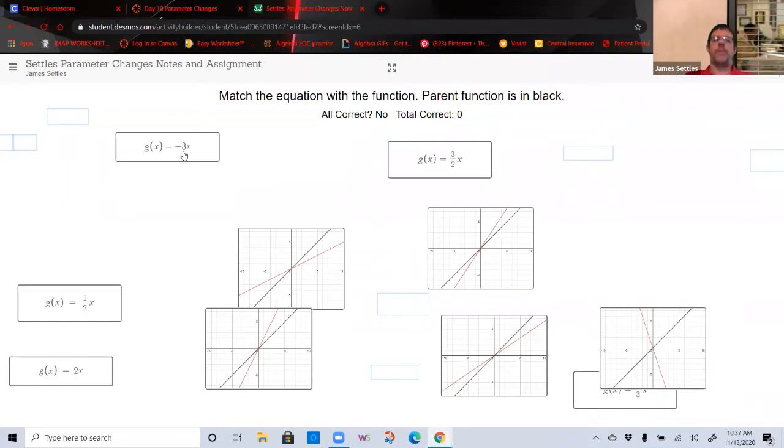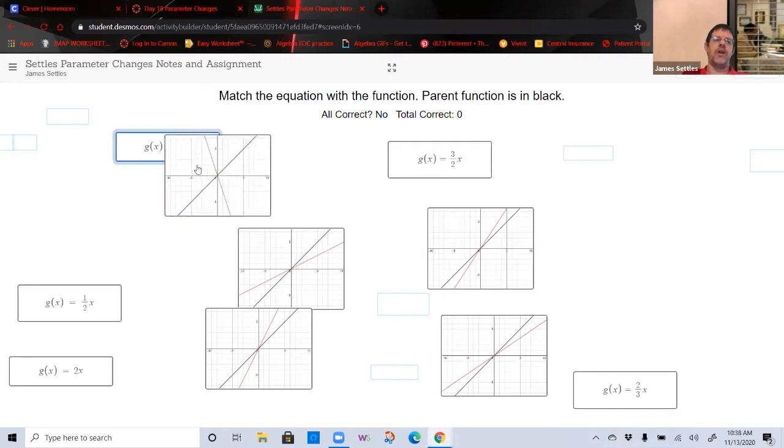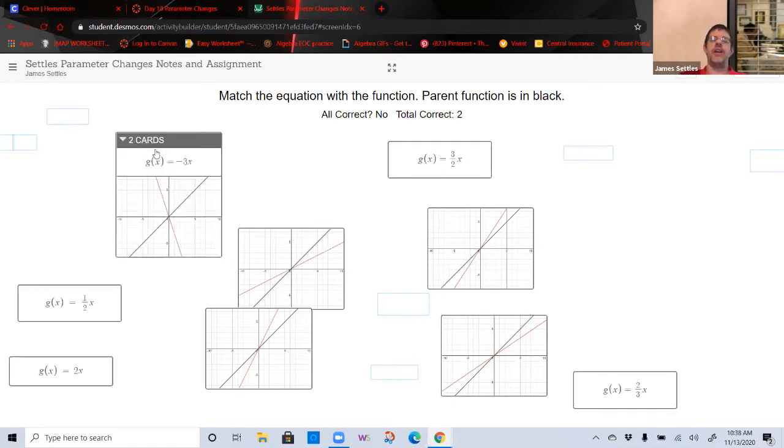So when you look at all the pictures with graphs, remember the black line is the parent slope. We're not looking at the black line. We're looking at the red line. So we are looking for a red line that, because it is negative, has got to go downhill. Well, most of these red lines are going uphill. This right here is the only one that's going downhill. Now, when I put these together, if I did it correct, notice it says total correct is 2. Okay, that means we did it right.